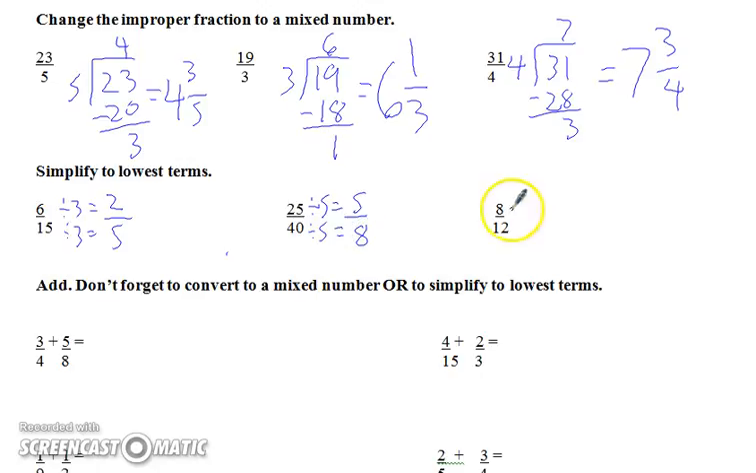8 and 12, they're both even, so I'm just going to divide by 2. And I'm at 4, 6. They're both still even, so I can divide by 2 again. And I end up with 2/3. You could have divided by 4 at the very beginning.